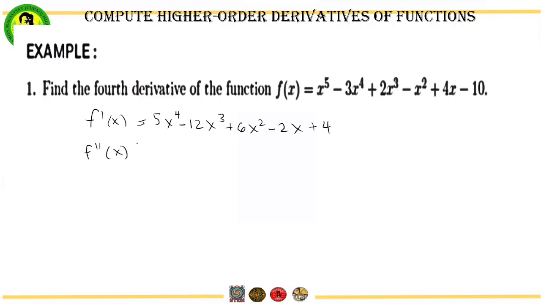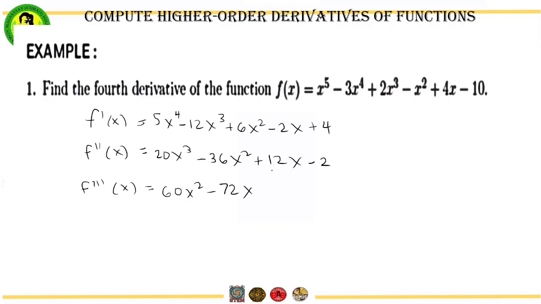So let's proceed to the second derivative. The derivative of 5x raised to 4 is 20x cubed. The derivative of negative 12x cubed is negative 36x squared. The derivative of 6x squared is 12x. And the derivative of negative 2x plus 4 is just negative 2. Let's proceed to the third derivative. Okay, so 20 times 3 is 60, right? 60x squared minus 36 times 2 is 72x. Then the derivative of 12x minus 2 is just 12.